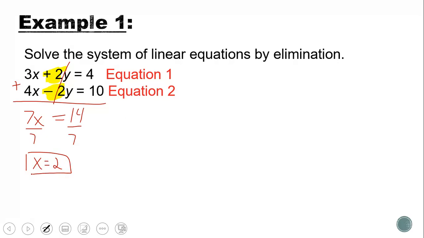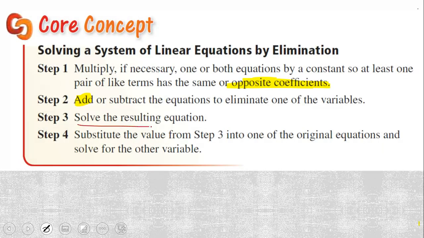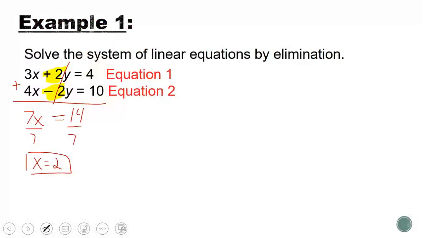If I go back to my steps, we've solved the resulting equation. And now we have to substitute our value, in this case x, into one of our original equations to get my y value. It doesn't matter. You can substitute it into the top or the bottom. I'm going to substitute it into my top equation here, and I'm going to solve for y. So 3 times my x value, which is 2, plus 2y is equal to 4.